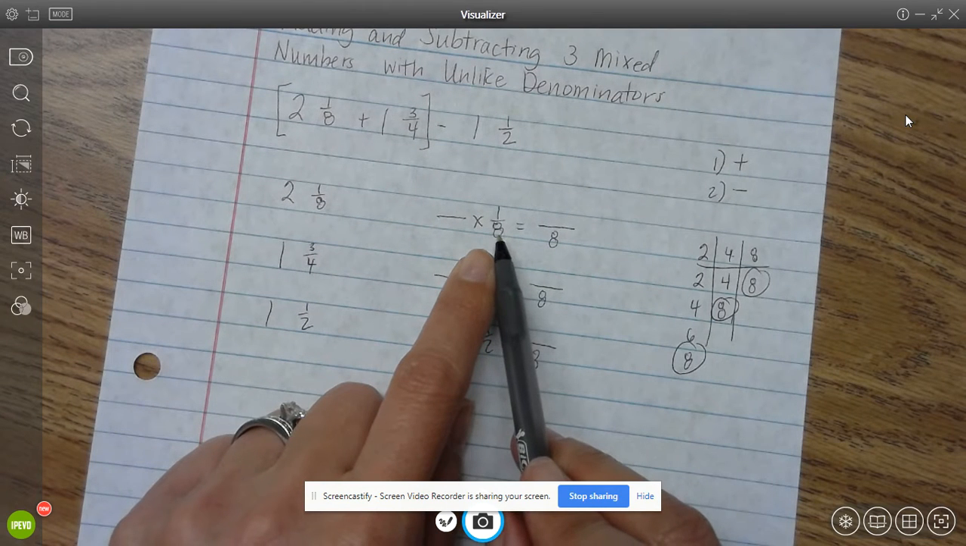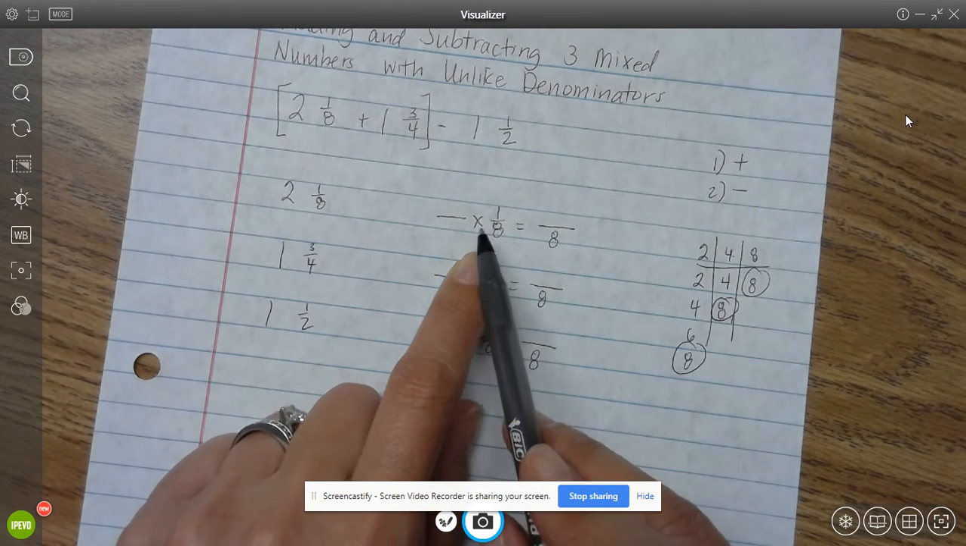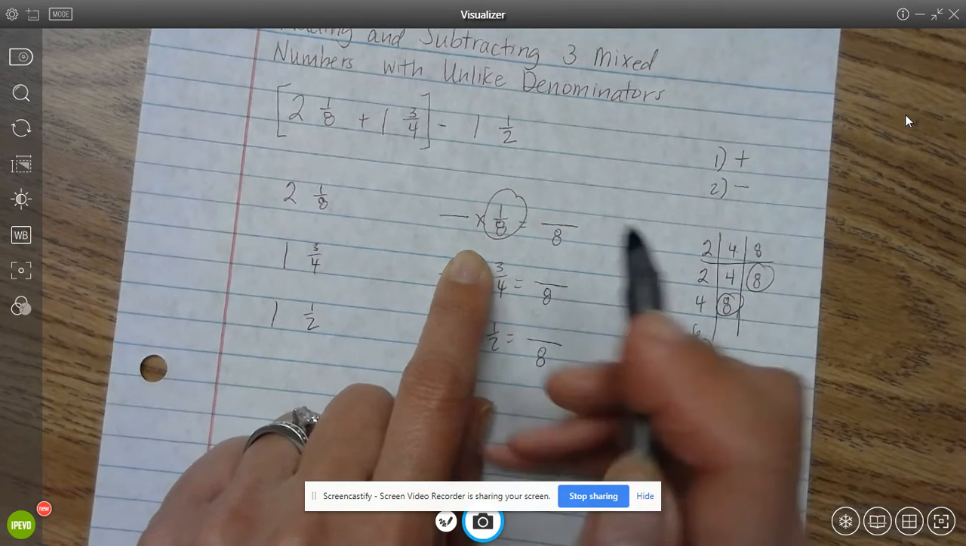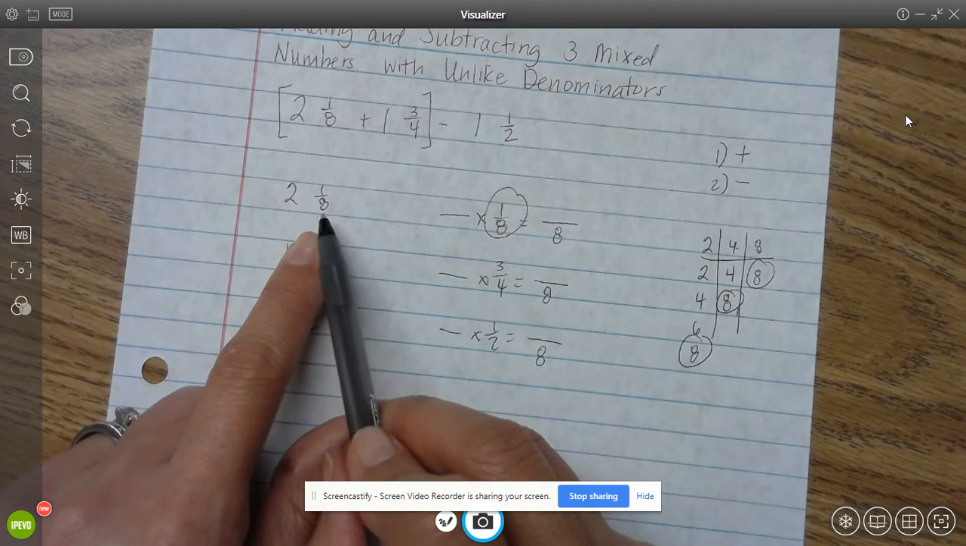When I start up here, I notice that this fraction already has an 8. So I don't have to do anything to this fraction. It stays the same. So that makes my life easy. So this fraction I can leave alone.